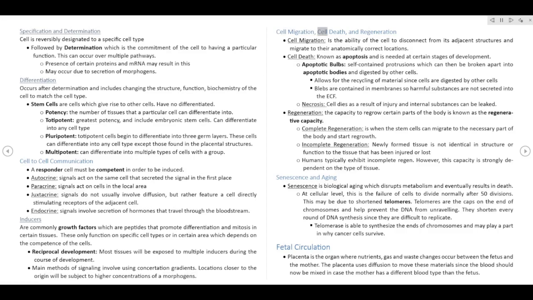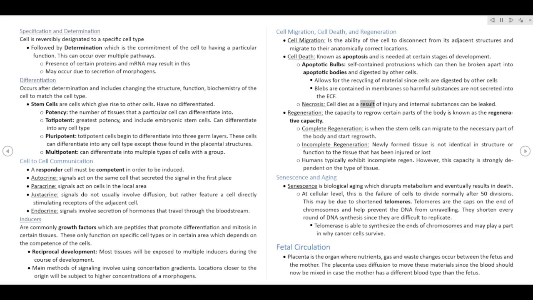Cell migration, cell death, and regeneration. Cell migration is the ability of the cell to disconnect from its adjacent structures and migrate to their anatomically correct locations. Cell death, known as apoptosis, is needed at certain stages of development. Apoptotic blebs are self-contained protrusions, which can then be broken apart into apoptotic bodies and digested by other cells. This allows for the recycling of material since cells are digested by other cells. Blebs are contained in membranes so harmful substances are not secreted into the ECF.